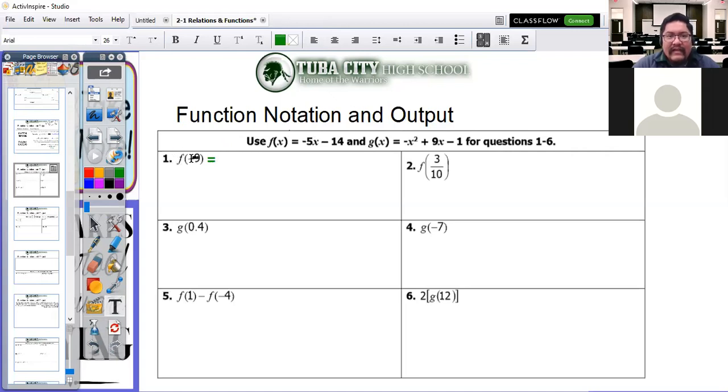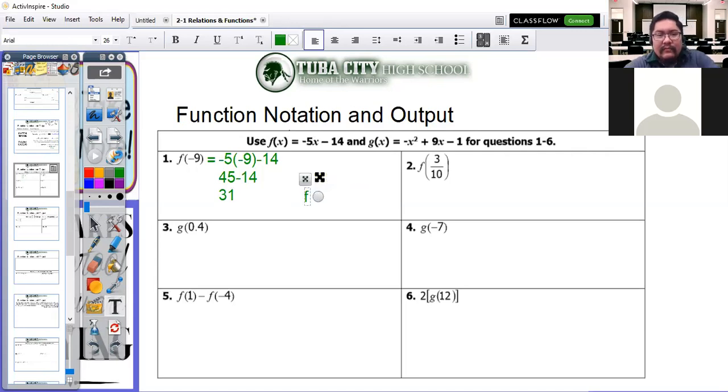So I already have f of negative 9 here. I'm going to take my f of x, which is negative 5x minus 14, but I'm going to take out the x and replace it with parentheses, because now I need to put in negative 9. And that's pretty much it. From here, we just evaluate it like we would with any normal expression. So 5 times 9 is 45, which would be 45 minus 14, which in this case is 31.